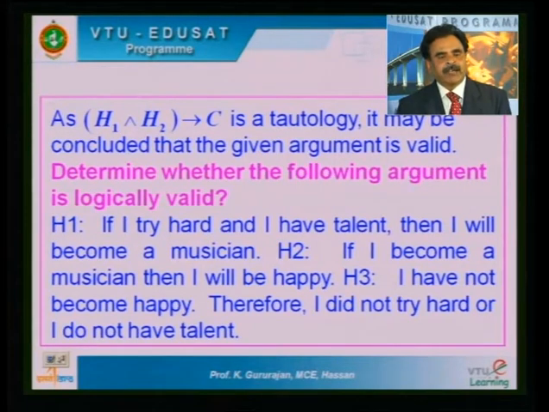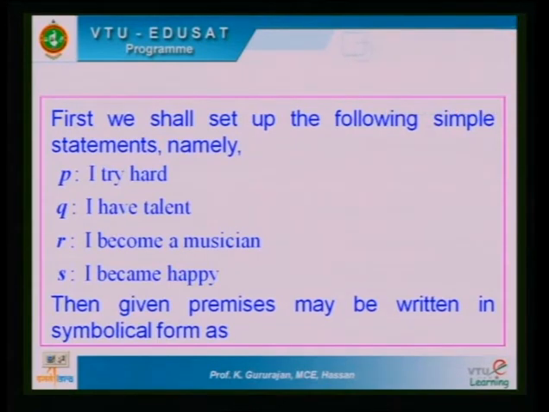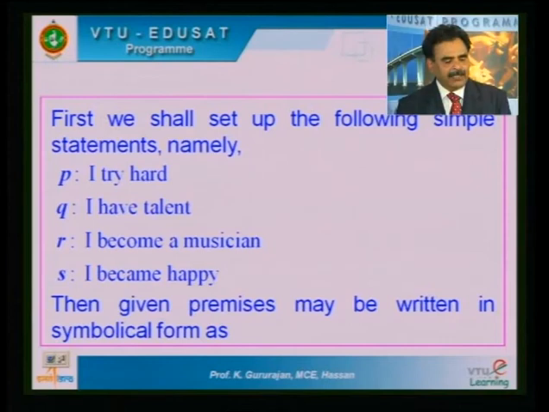Now, when you have four variables in the problem, if you try to model the problem by using logical connectives, we will find totally four variables. So we can form this statement: P means I try hard, Q means I have talent, R means I become a musician, S means I become happy.